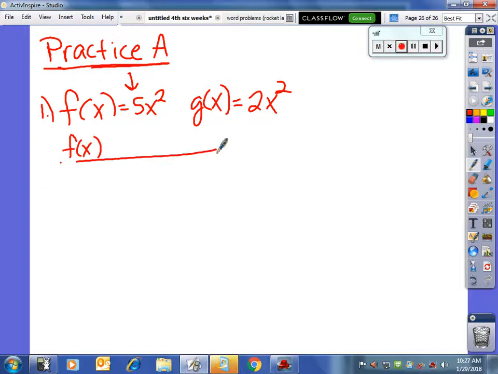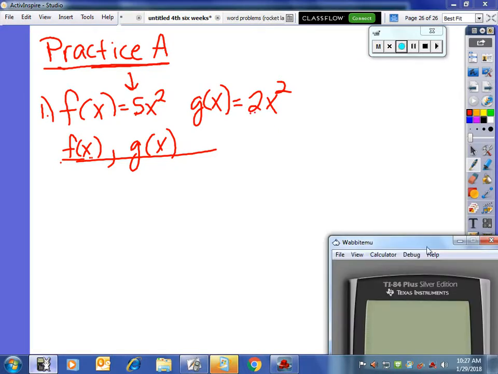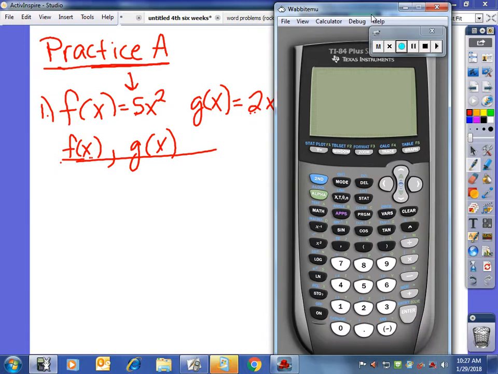So on my answer line, f of x is the skinniest, the narrowest, and what's the next one? G of x. They're both on the narrow side, but how do I know this one is more narrow? Because it's a bigger number. The bigger you get from one, the more narrow you're going to get. And if you weren't sure, then graph them together and compare them.